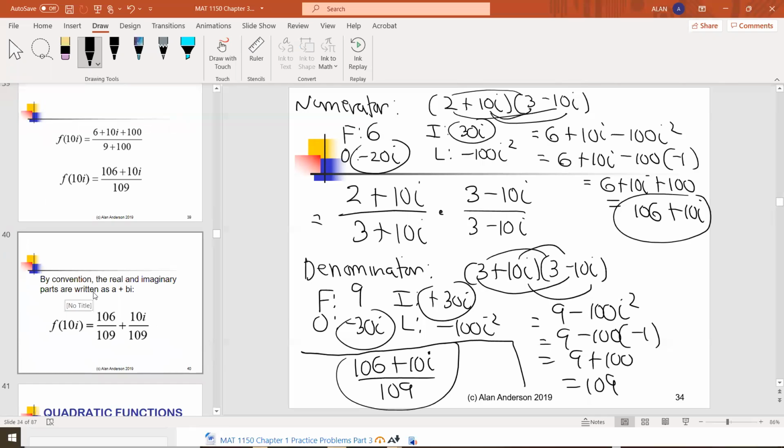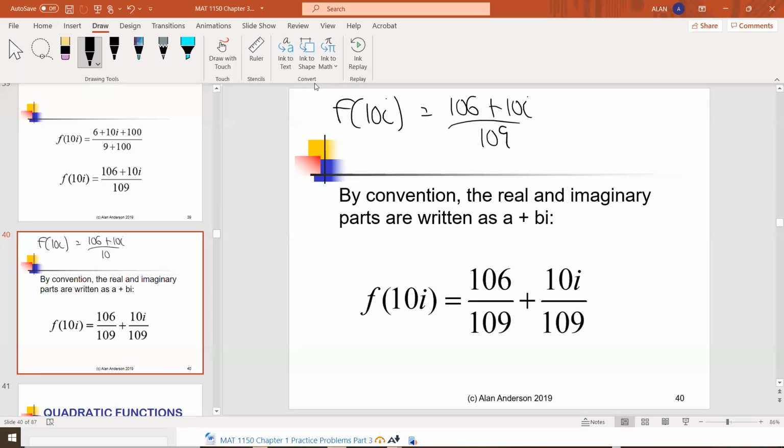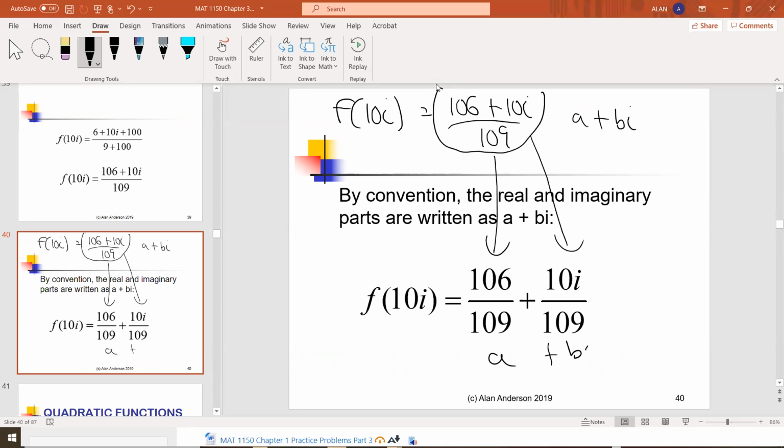Oh, and by the way, one more thing. Sometimes you see it written like this. I like the way it's written, but in some books, they'll split it up into two pieces. The way we got it, we got 106 plus 10i over 109. Because remember, a complex number is typically written as a plus bi. So some books will split this up into two pieces just to stay in that form. But I would say this is fine right here. But yes, if you must have it in this form, this is what it would look like.